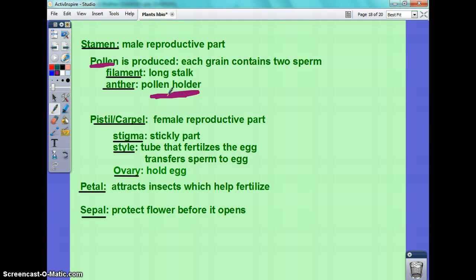Then you've got the pistil, which is also called the carpel, and you have to know both of those words. And that's the female reproductive part. The stigma is sticky, and that is how the pollen can kind of float over there. And then it travels down a tube, which is called the style, and it hits the ovary, and that's how the ovary gets fertilized. Petals' function is to attract insects, and insects are required to help fertilize, and the sepal protects the flower before it opens, okay?